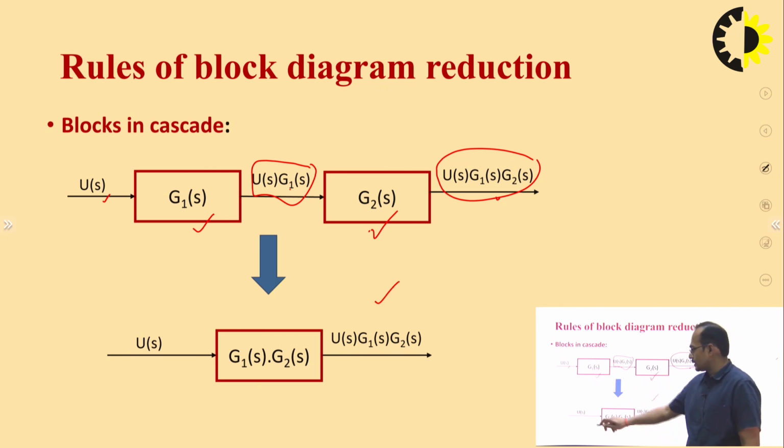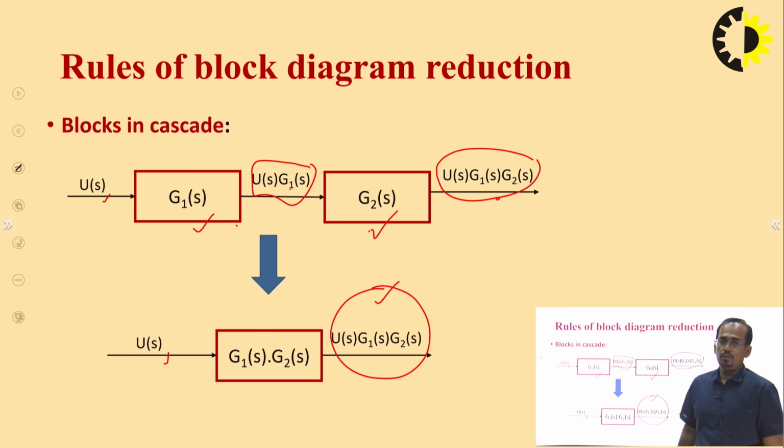U(s) is the input, and G1(s) and G2(s) are the gains of the individual systems. G1(s) is the gain of system 1 and G2(s) is the gain of system 2. So, the gains of the individual systems are multiplied when we connect two systems in cascade, and the output will be U(s) G1(s) into G2(s).